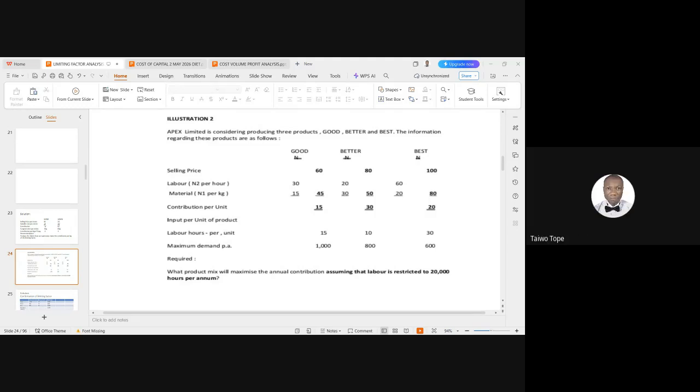To produce 600 units of best, how many hours do you need? 30 times 600 is 18,000 hours. Now, if you add the total hours together, what will you have?